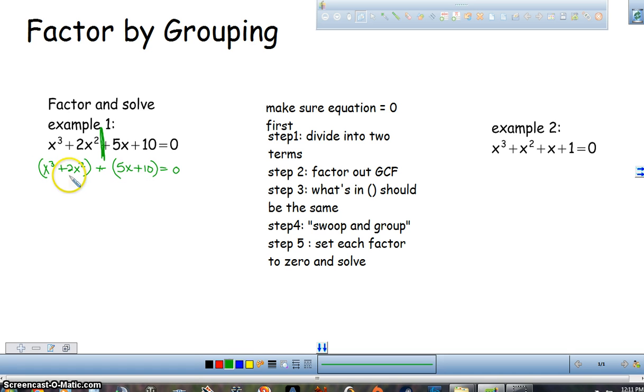So if I look at the first one, the largest thing I could bring out would be an x squared. So x squared times what gives you x cubed? 1x. X squared times what gives you 2x squared? Alright, and then in the second set, the largest thing we can bring out would be a 5. So 5 times what gives you 5x? An x. 5 times what gives you 10?